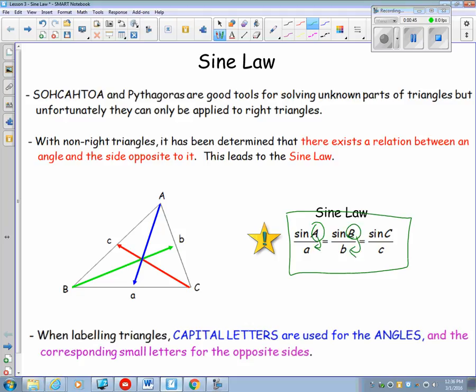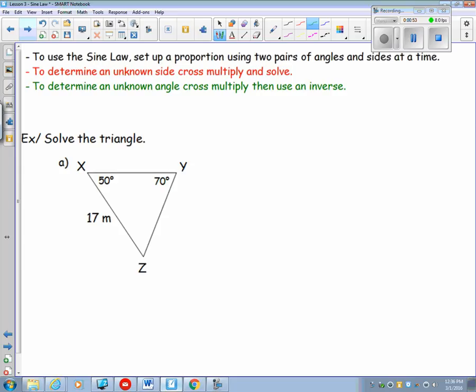Okay, big letters always stand for angles. Small letters always stand for the corresponding opposite side. There really are only two questions we can do the sine law. We'll take a look at them in just a second here. Okay. Our objective here is we want to set up a ratio that we can cross multiply and solve, kind of like we did when we did SOHCAHTOA.